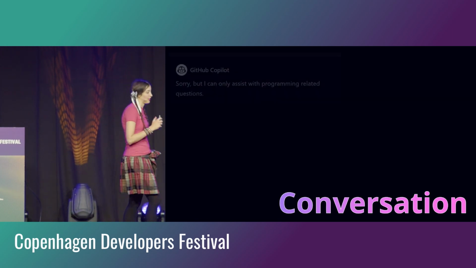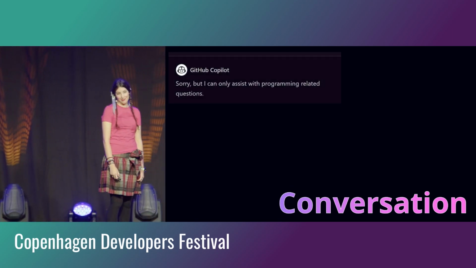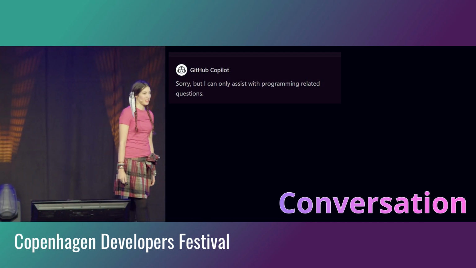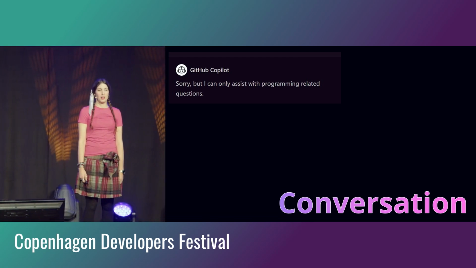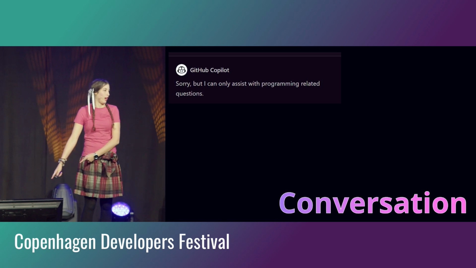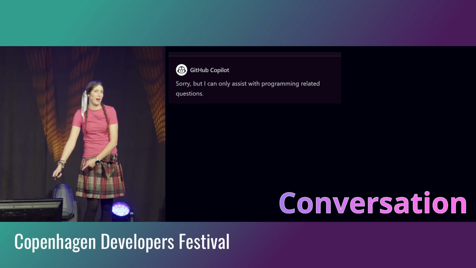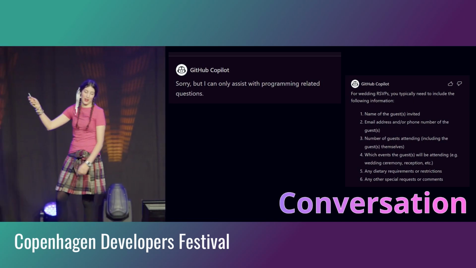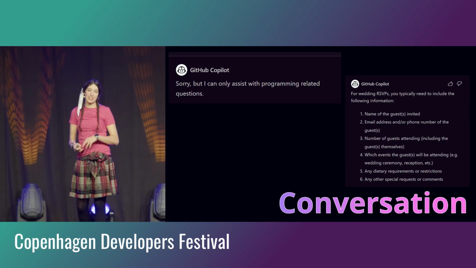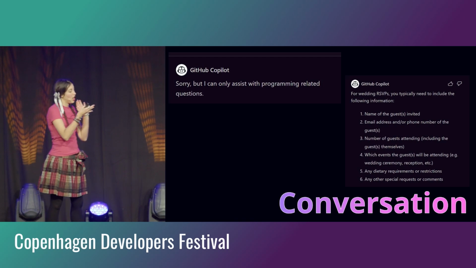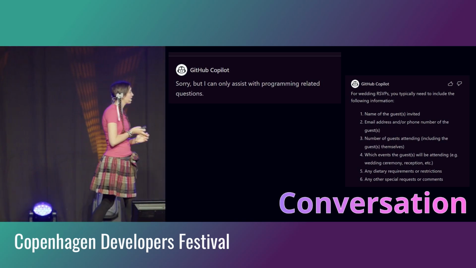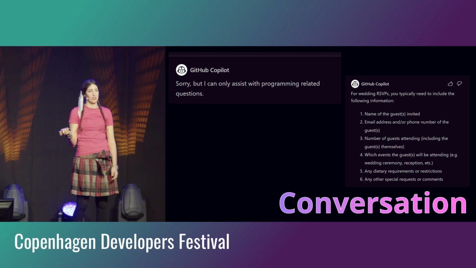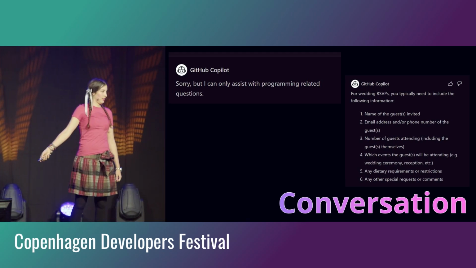And it comes back with, sorry, but I can only assist with programming related questions. And I was like, but I'm building a website for the wedding and I want an RSVP page. And GitHub Copilot, well, why didn't you say so? So for wedding RSVPs or events, you need to include this information: number of guests, their email addresses, what kind of things they're going to be attending, whether they'll be bringing anyone else, are there any dietary requirements, special requests, or comments. And I was like, it is a wedding planner. It is an event planner.